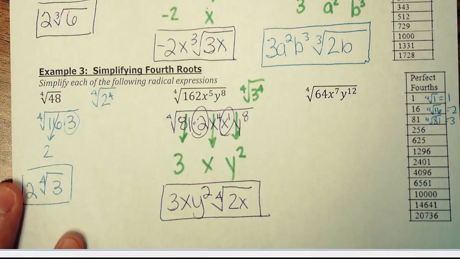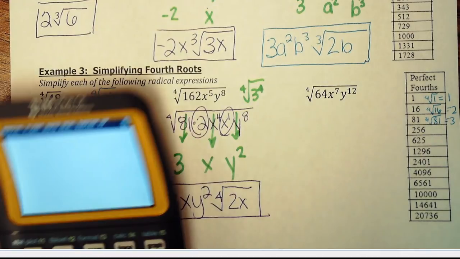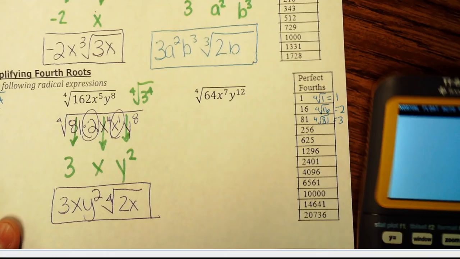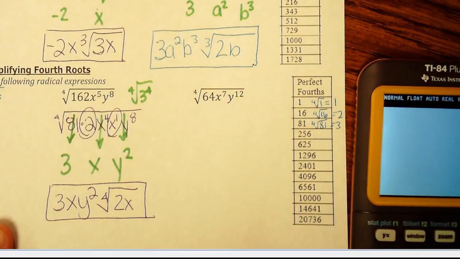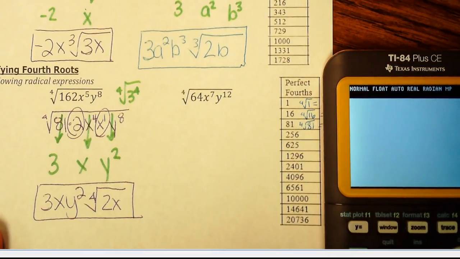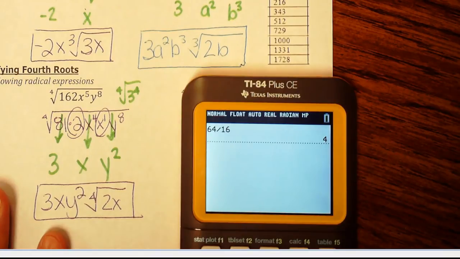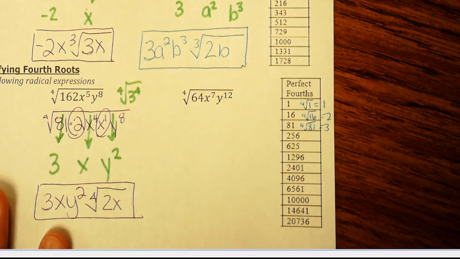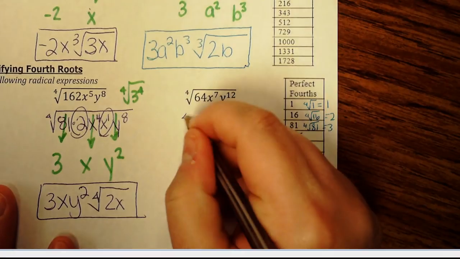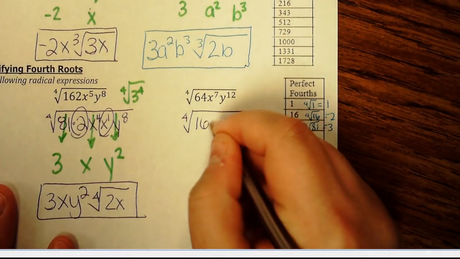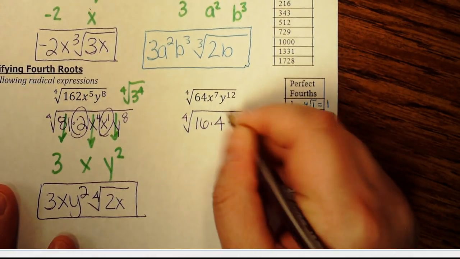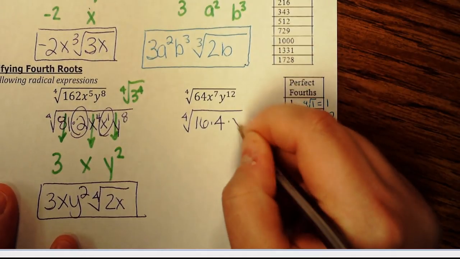Okay, and then I have one more. So let me slide this to the side here, guys. Let's see, 64 is divisible by 16 and then 4. 81 is going to be too much, and I know you cannot see that on the screen, but 64 is divisible by 16. So we're going to rewrite this as 16 times 4.